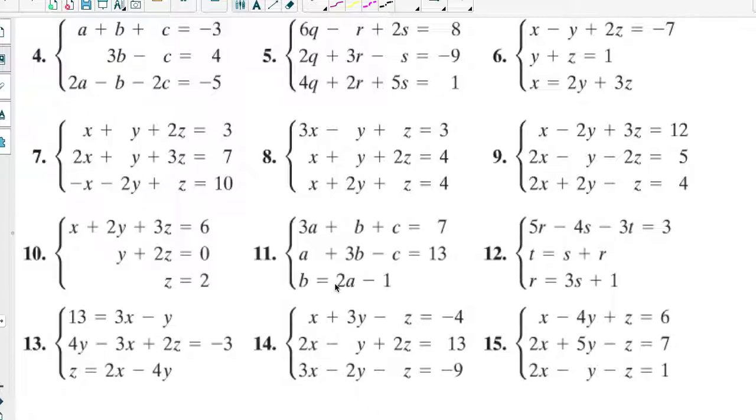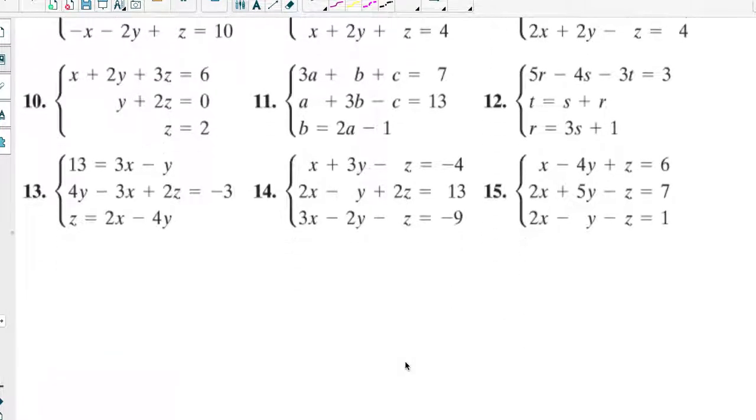There will be one similar to number 11 where you have a single equation simplified or solved for just a single variable so that you can substitute it in. There will be one similar to number 15 where you have the same coefficients for the variables, like for z, and then you will have one similar to 14 where you're going to have to multiply at least one of the equations by something in order to eliminate a variable. So let's go ahead and take a look at those 3 different types.